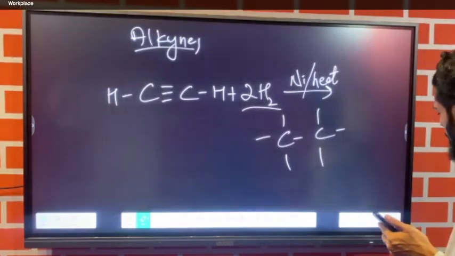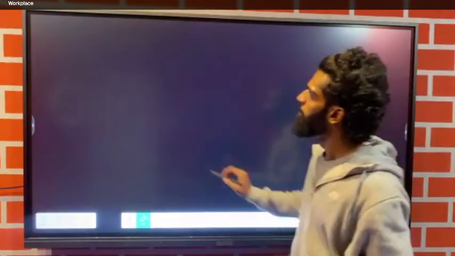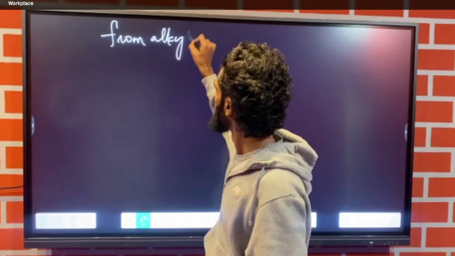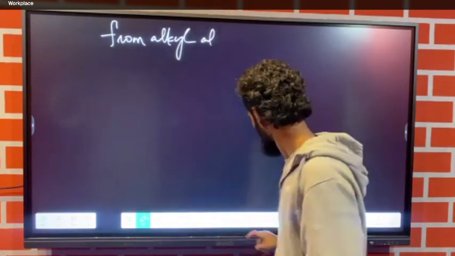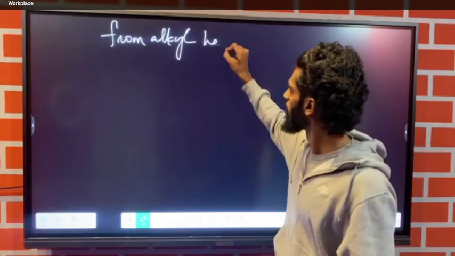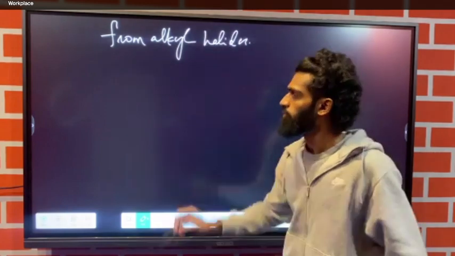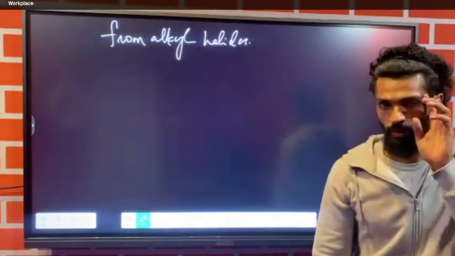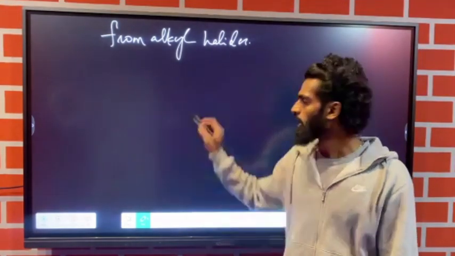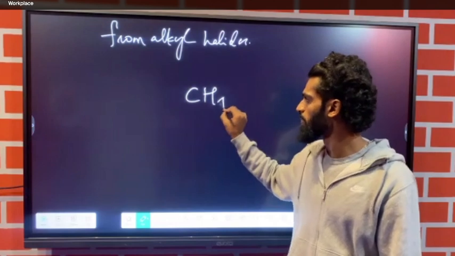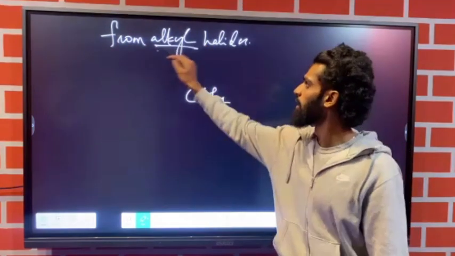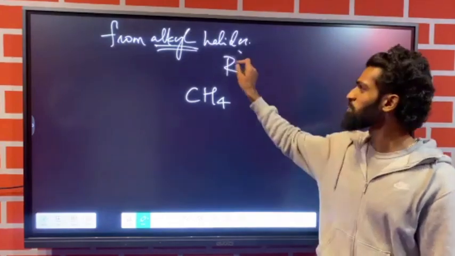From alkyl halide. First of all, what does alkyl halide mean? The next step, focus. Remember, last year we learned alkanes. Methane was CH4. We used to represent alkyl using R. What does this mean? I'll tell you.